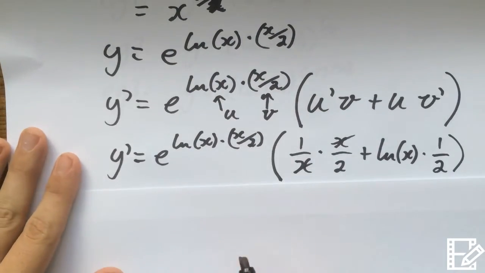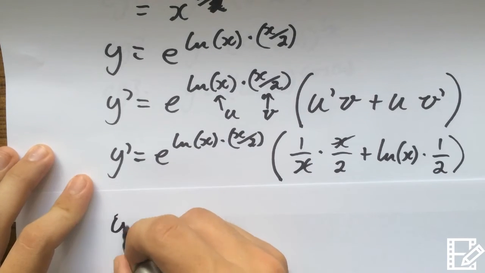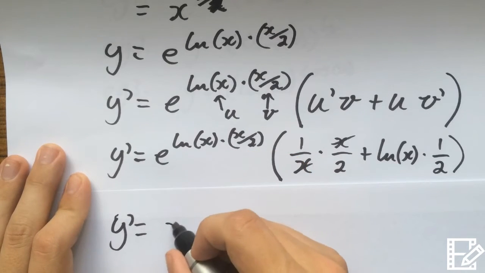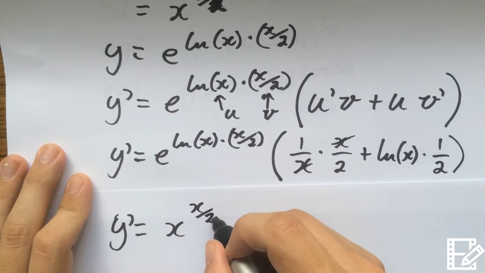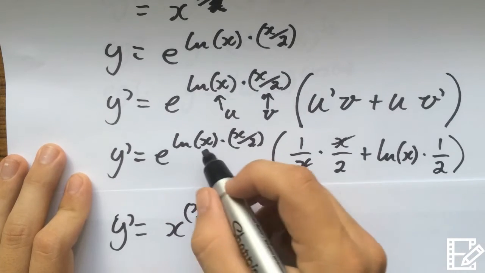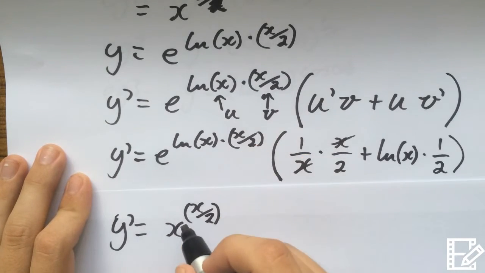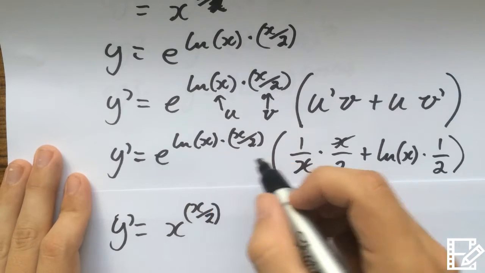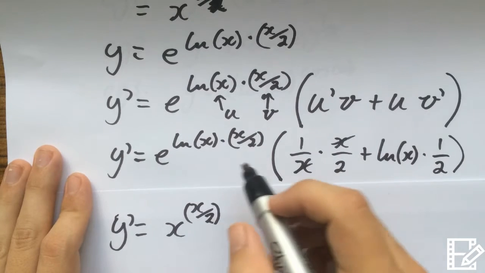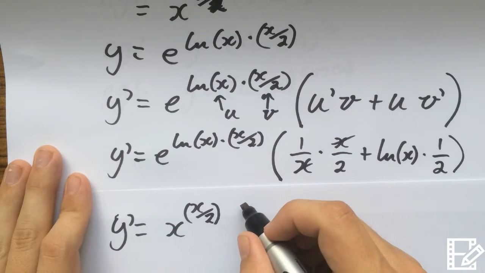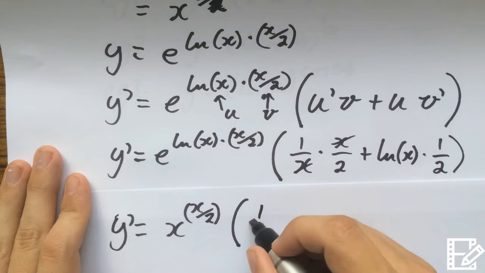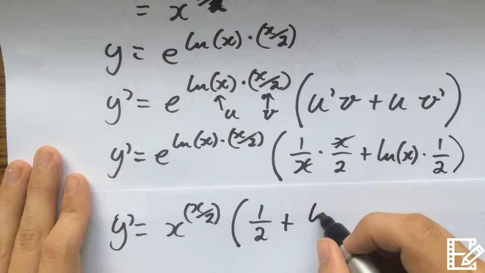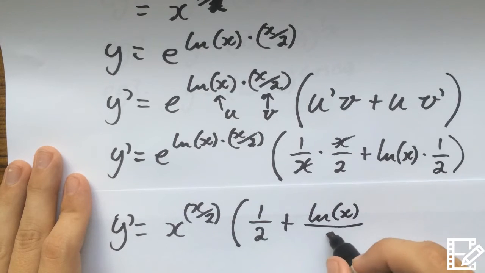Okay, simplify. First thing, we agreed that e to the power of ln of x is equal to x, so I'm going to bring it back to what we started with. Keep in mind that this portion here equals this. It still stays the same. We just changed it so we could find the derivative. Anyway, so onto this part. This is all multiplied by a half plus ln of x on 2.